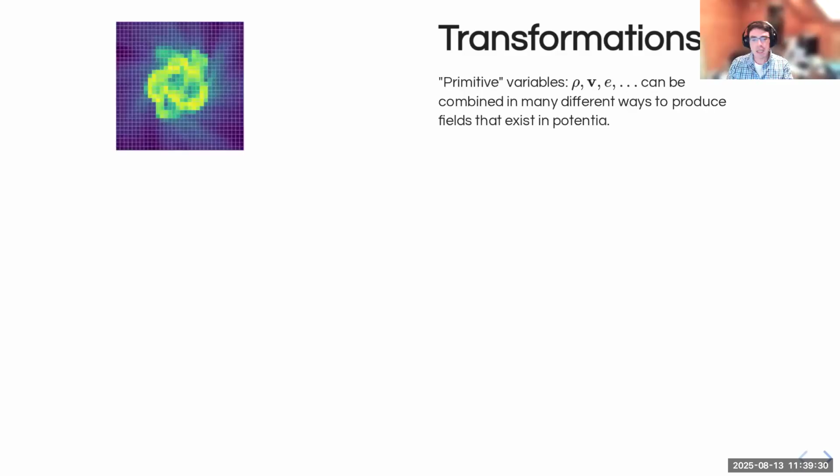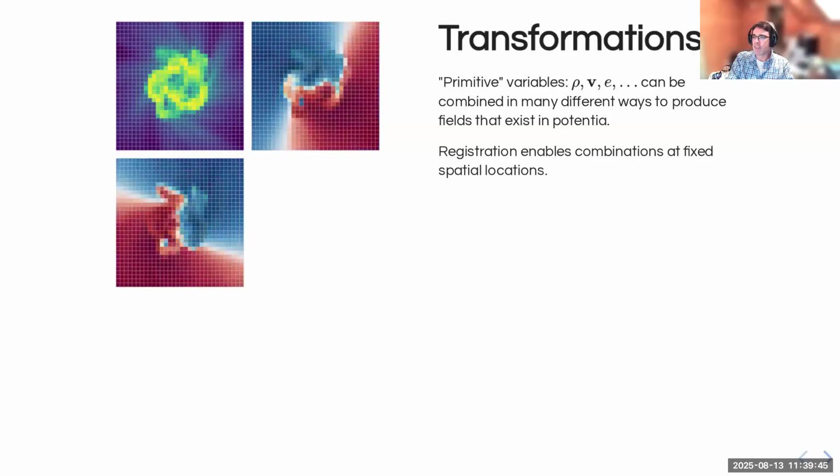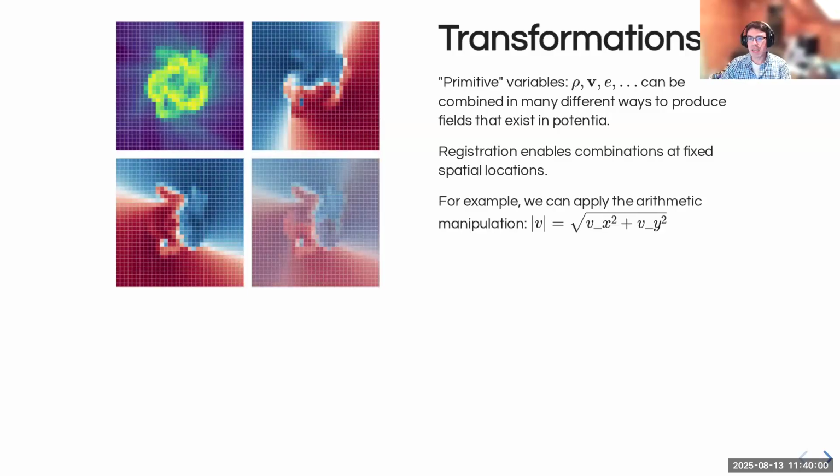Transformations are things like taking primitive variables that exist, say, in your observations or on disk, and then combining them. So for instance, I might have a simulation, or a calculation or an observation where I have x and y velocities at given fixed spatial locations. If I have x and y velocities at given spatial locations, I know how to turn those into a total velocity simply by adding them in quadrature. So taking vx squared plus vy squared and the square root of that sum gives me the absolute magnitude of the velocity, and that's something that we can apply through a transformation.